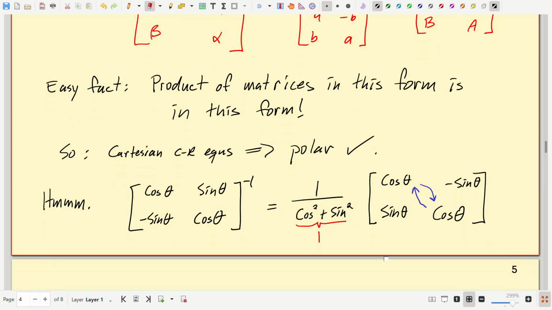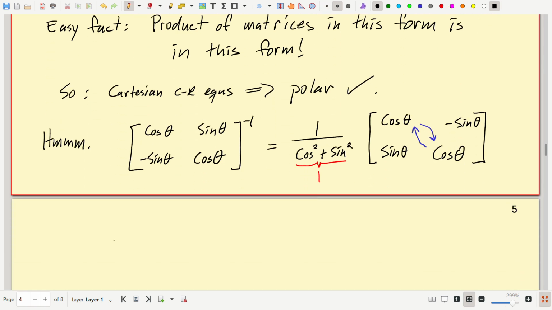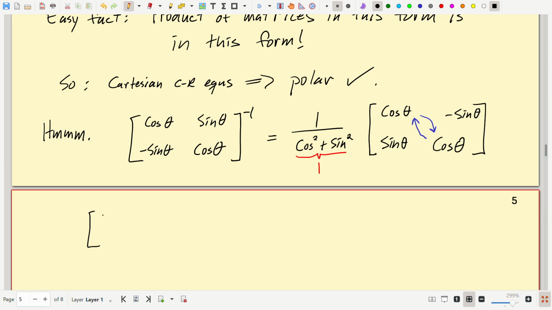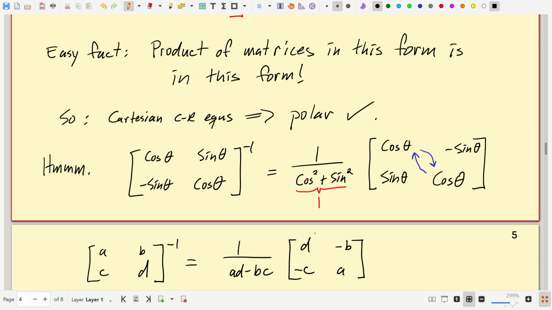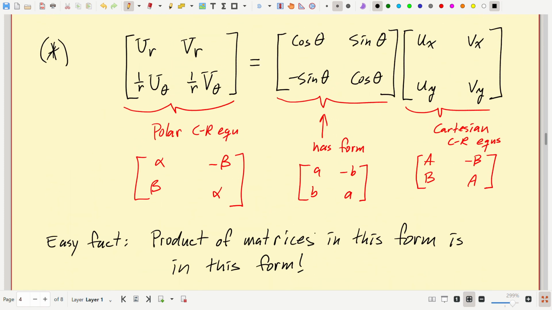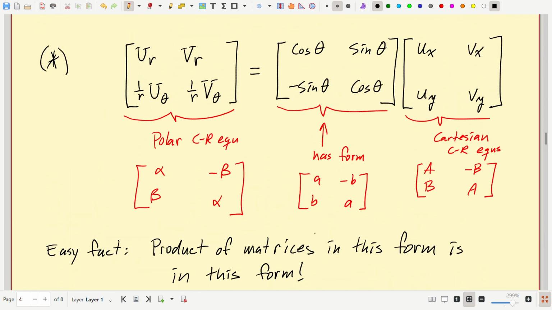So what am I doing here? I'm using this fact: the inverse of A, B, C, D is 1 over the determinant, AD minus BC, times the matrix. You swap the diagonal entries, and you put minuses in the other spots. So the inverse of that matrix is the same form, and that means I can multiply this matrix equation on both sides by the inverse of that theta matrix, and then I'd see the other direction.